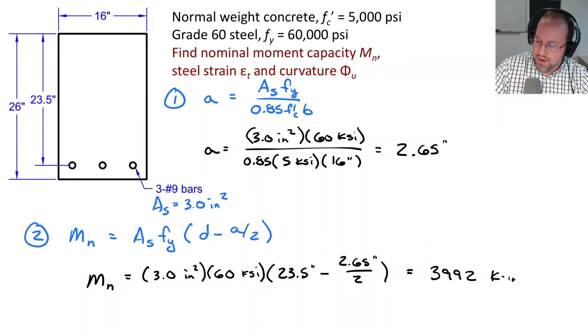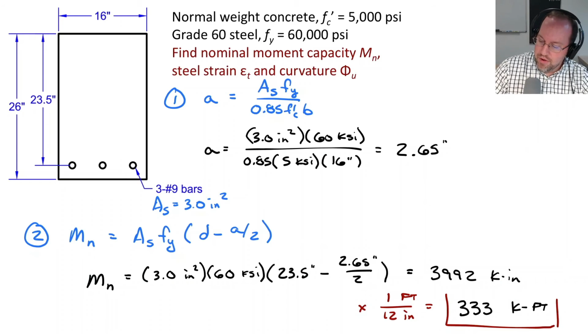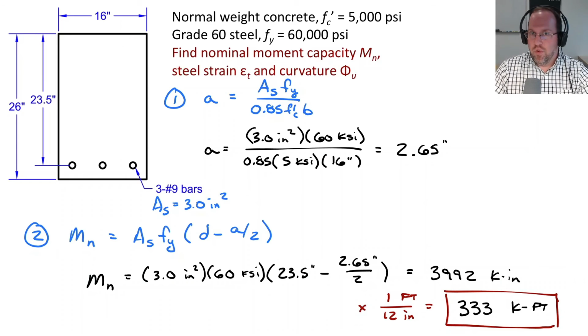3,992 kip-inches. And I want to divide that by 12 so I can get this into kip-feet. So 1 foot per 12 inches gives me a kip-feet answer of 333 kip-feet. Cool. So that is my nominal moment capacity for this beam.